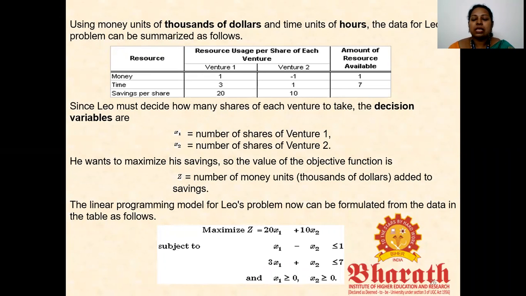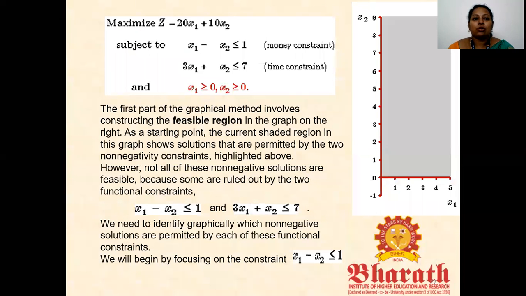Based on this LPP, we can form the graphical solution. First we have to solve the constraints. For a constraint, we consider the feasible solution, which must be a positive solution. Therefore, we consider only the first quadrant of the XY axis, and there we have to solve the constraints.